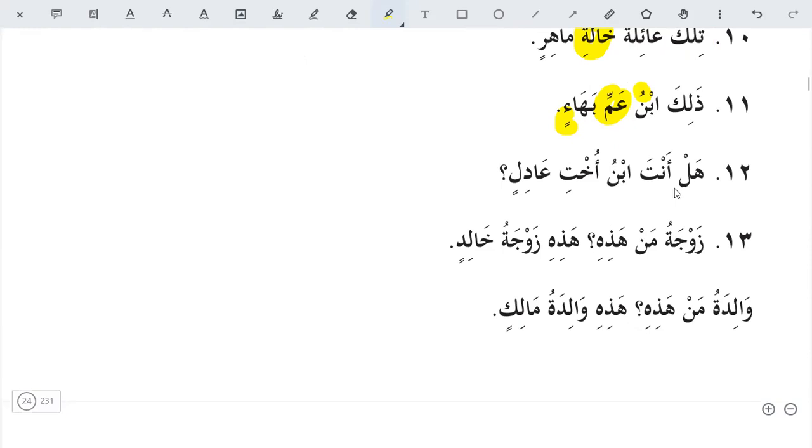Hal anta ibnu ukhti adilin. Ibnu ukhti. Ibnu is mudaf. Ukhti is mudaf ilay. Ukhti adilin. Ukhti is mudaf and adilin is mudaf ilay. So ukhti is mudaf and mudaf ilay here. Ukhti is mudaf ilay for ibnu and mudaf for Adil. Ibnu ukhti Adil, are you nephew of Adil?